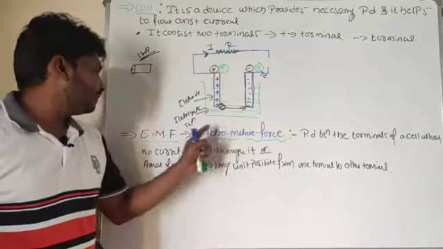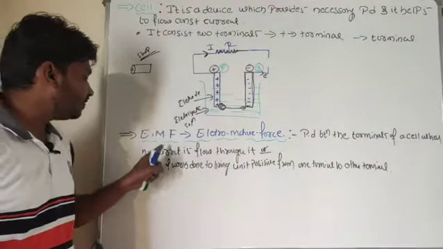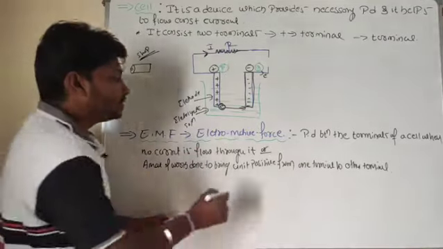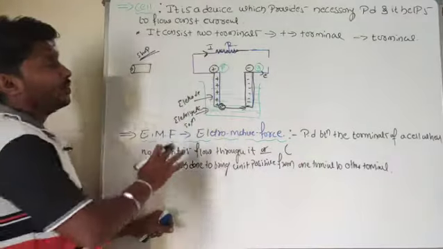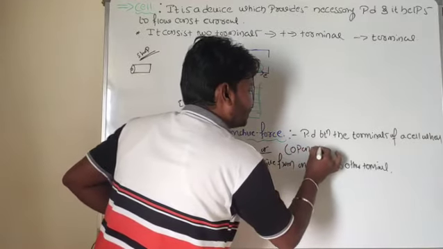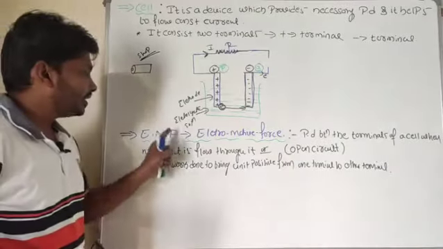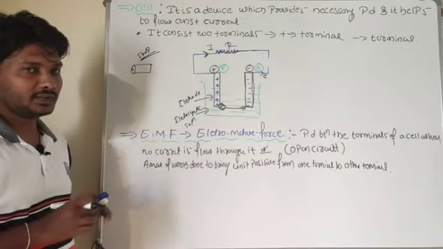So in the case of EMF, I said potential difference between the terminals of a cell when no current flows through it. If the current is not flowing, this is nothing but an open circuit. So I can call this an open circuit cell. We can call that EMF also the open circuit cell.